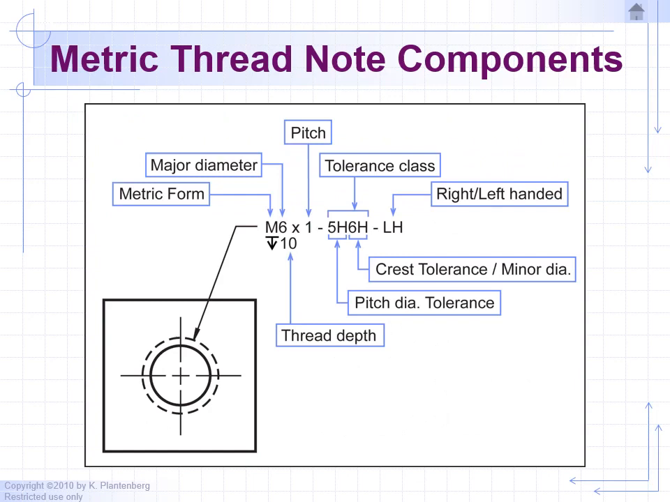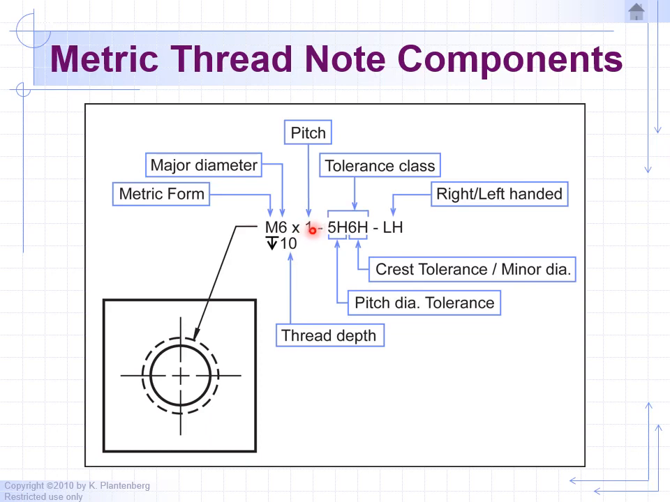Now for your homework, we're only going to deal with inches. In the next chapter, we are going to work with calling out metric threads. So let's go over metric. To distinguish from threads in inches, we're going to use the letter M for metric. So M stands for metric form, and we are going to be dealing with millimeters. So 6 tells us the major diameter. So major diameter is 6 millimeters.